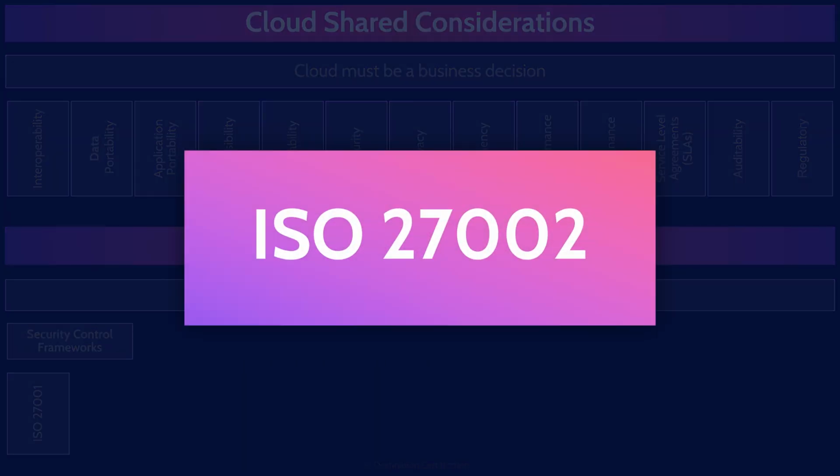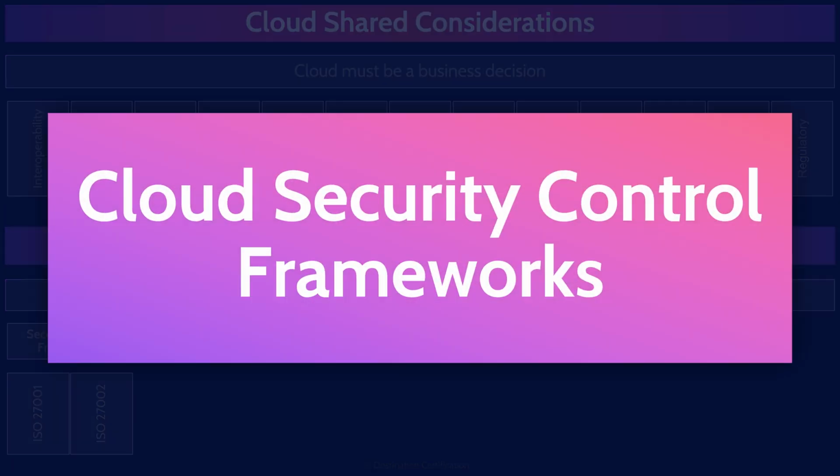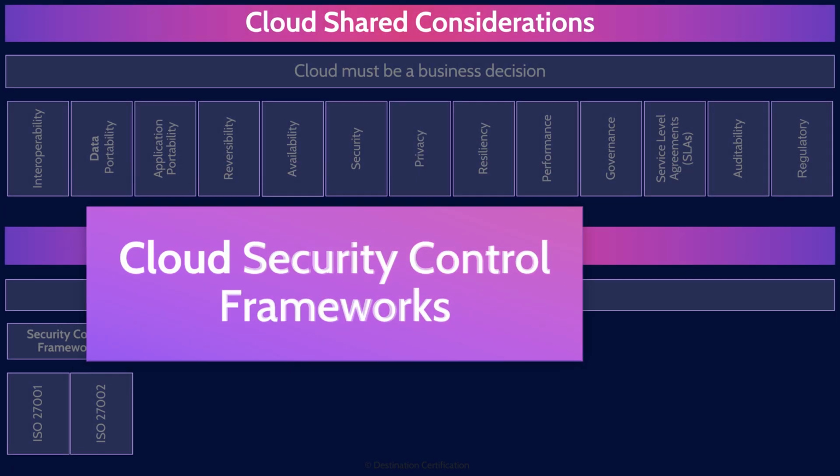ISO 27002 is a companion document to 27001. 27002 provides implementation guidance for the controls in 27001. ISO 27002 has lots of details and guidance on how to implement the controls. So, can an organization be certified against 27002? No, it's just a guidance document. An organization can be 27001 certified. Next category, security control frameworks that are focused on the cloud.